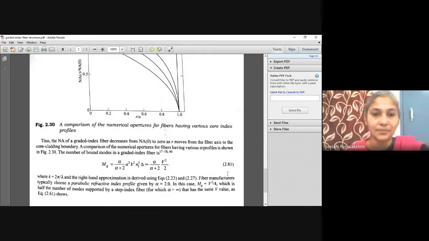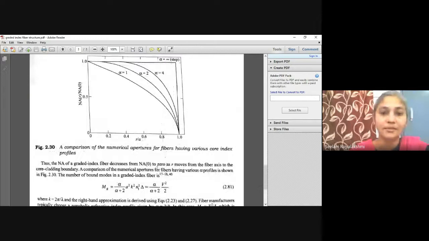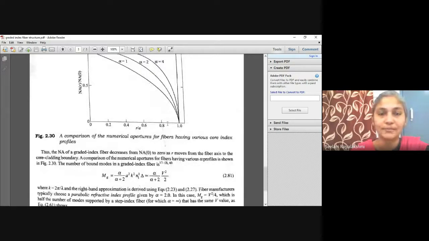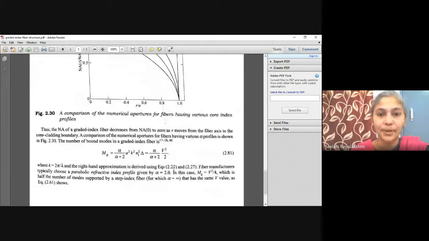If you consider fiber manufacturers, most of them typically choose a parabolic refractive index profile given by α equals 2.0. Mostly they will use α equals 2.0. In this case Mg equals V²/4, which is half of the number of modes supported by a step index optical fiber for which α equals infinity.